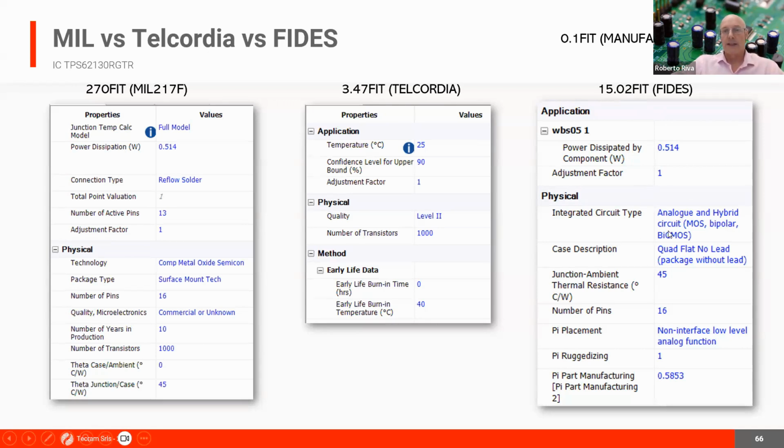From here, we can see that we didn't have to suffer too much on inputting the data from Telcordia, compared to the amount of information we had to request for MIL and FIDES. In some cases it was particularly difficult. Obviously, we had questionnaires that, once you compile them, you can reuse, or you have to reassign different questionnaires. But Telcordia surprised us: with very little data, it was able to get very close results against the manufacturer projection.